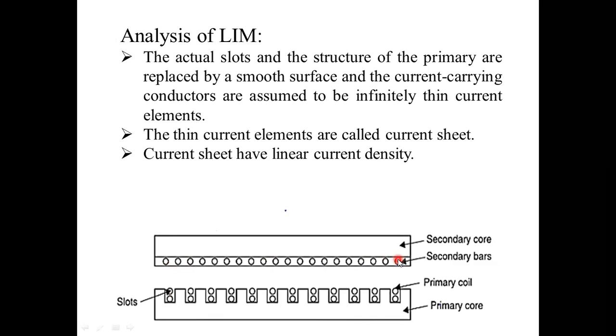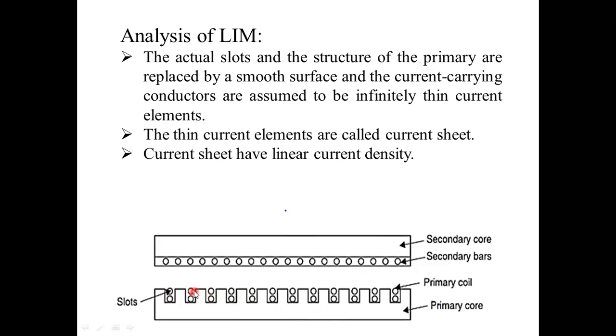In some applications of the linear induction motor we use a winding, and in some applications we do not use any winding. Secondary bars are within the slots, placed on the secondary side. This is the primary core with the primary slots, and the primary winding is placed within the slots. In this analysis, the actual slots and the structure of the primary are replaced by a smooth surface, and the current carrying conductors are assumed to be infinitely thin current elements.